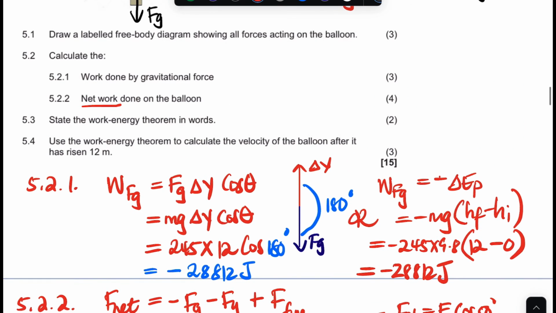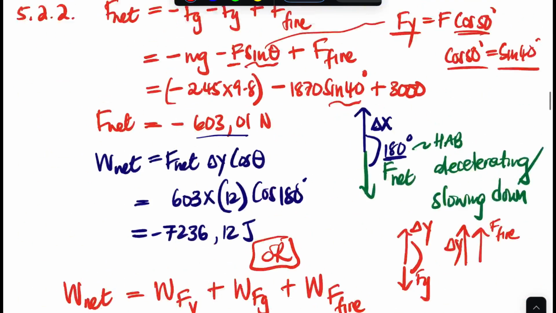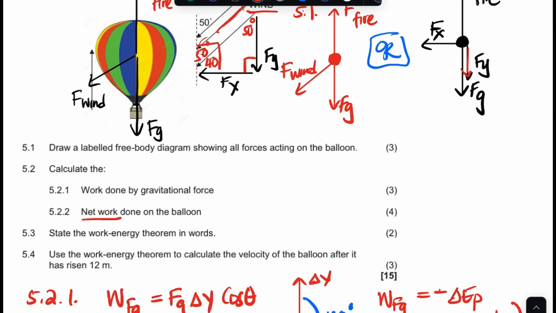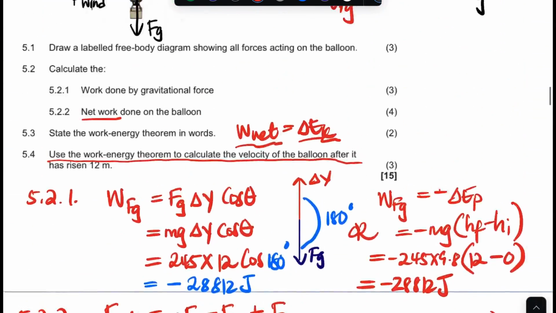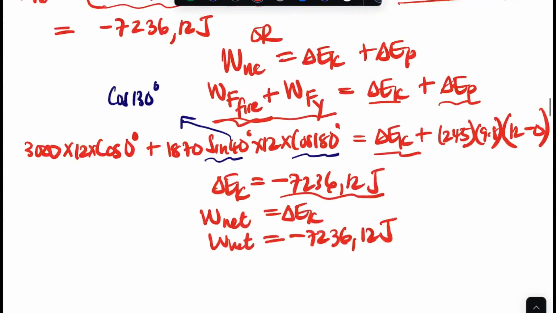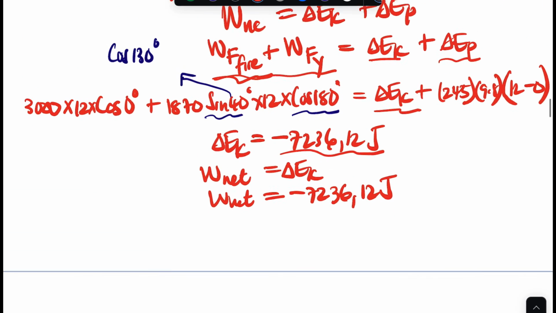The next question says state the work energy theorem. The work energy theorem, guys, you can define it as: work net is equal to the change in EK. The net work done on an object is equal to the change in kinetic energy of the object. Now in 5.4 it says use the work energy theorem to calculate the velocity of the balloon after it has risen 12 meters. So we want the velocity at 12 meters.